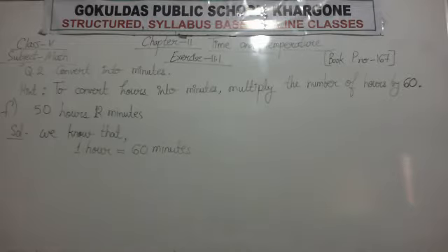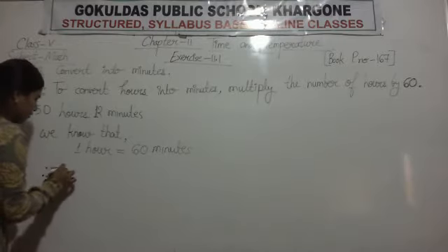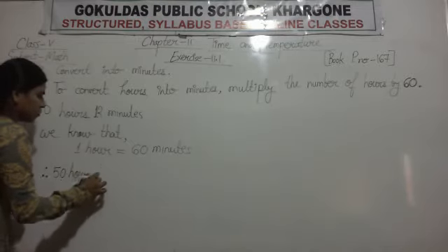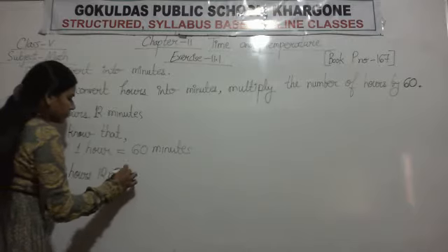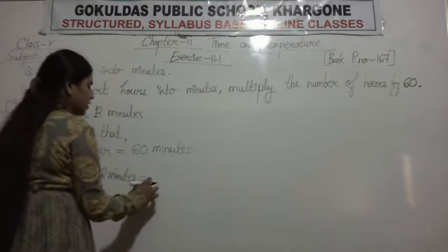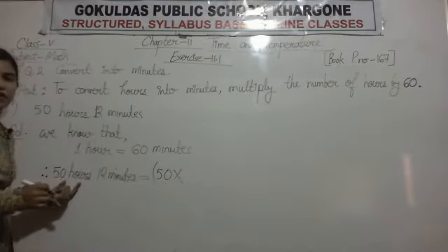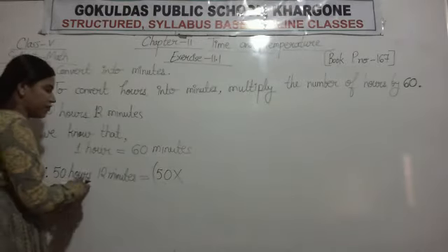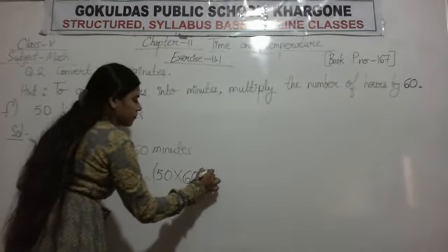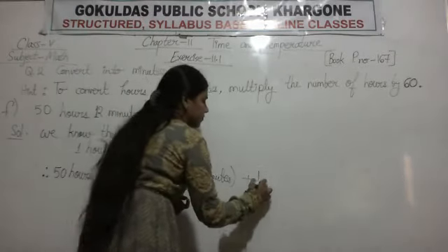Okay, question number F we are doing. We know that 1 hour is equal to 60 minutes. Therefore, 50 hours 12 minutes is equal to, as 50 is in hours, we will multiply only 50 into 60 minutes, bracket close, plus 12 minutes.